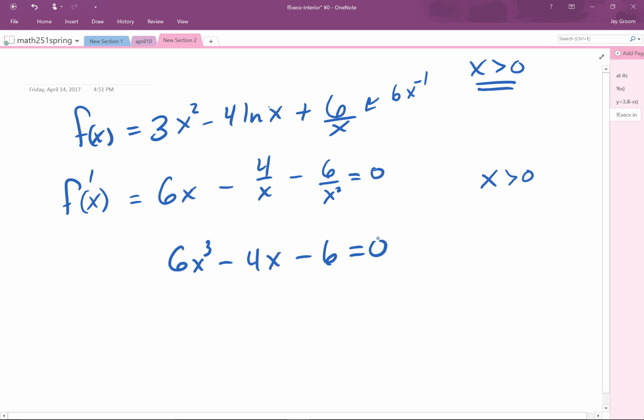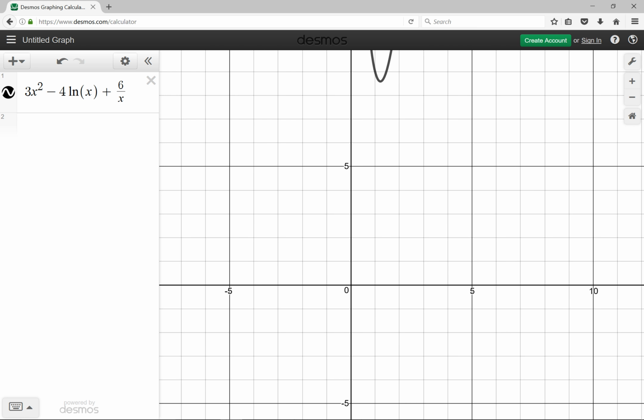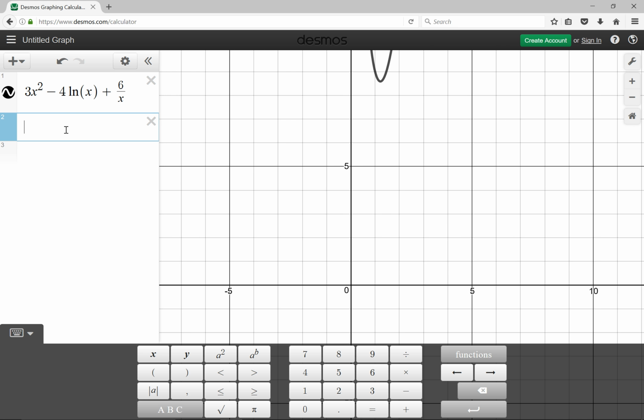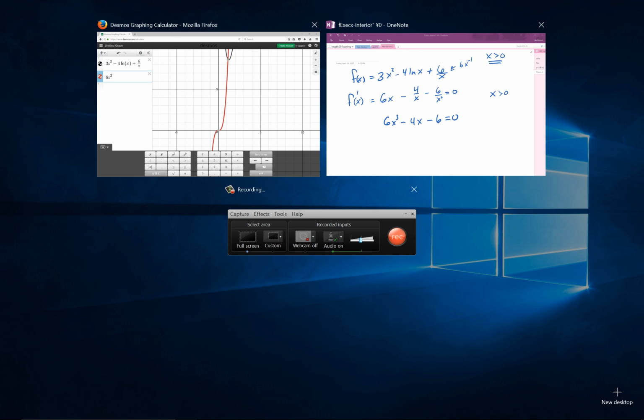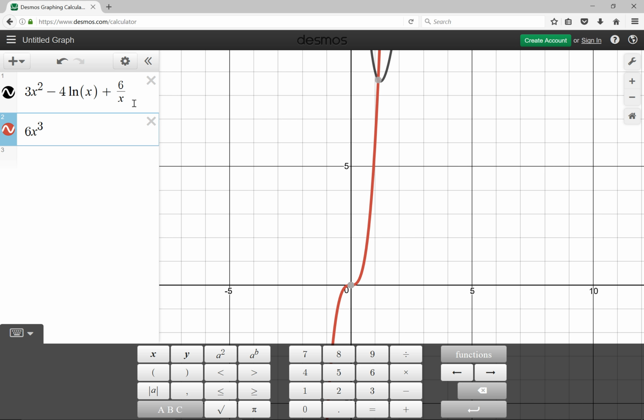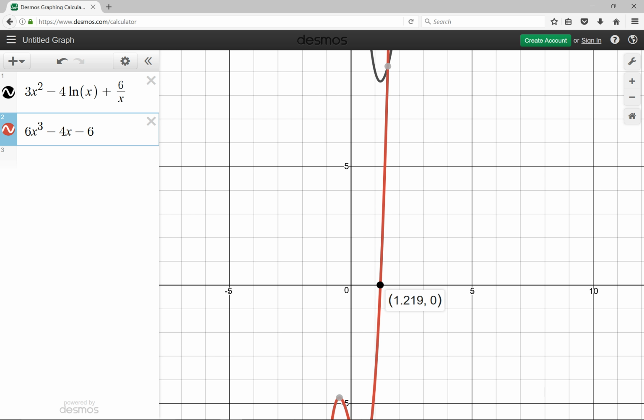Now, I can't solve that. I'm not smart enough. I used to be, but I'm not anymore. So what I'm going to do is graph that: 6x cubed, and of course, you're like, Jay, can we do that? Well, of course you can do that. Minus 4x minus 6. And I'm looking for the 0 of this function, and it's right there. It's 1.219. Notice that that is where our minimum occurs as well, is it not?